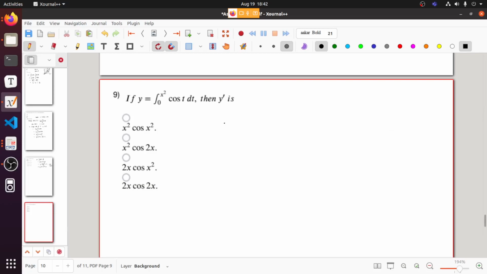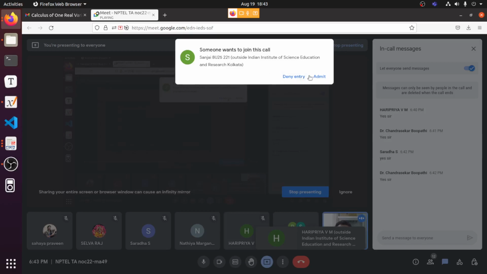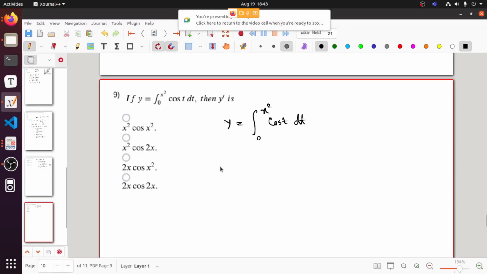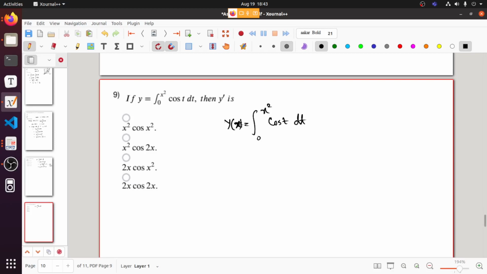Here what you have to do, you are given that y equals integration 0 to x square of cos t dt. You have to find y dash of x. You have to find the derivative of y. So how to do this? Here you have to use the Leibniz rule, because whenever there is some kind of integral and the limit is a function of x, here it will be y of x, right? Whenever these limits are functions of x, you have to use the Leibniz rule.